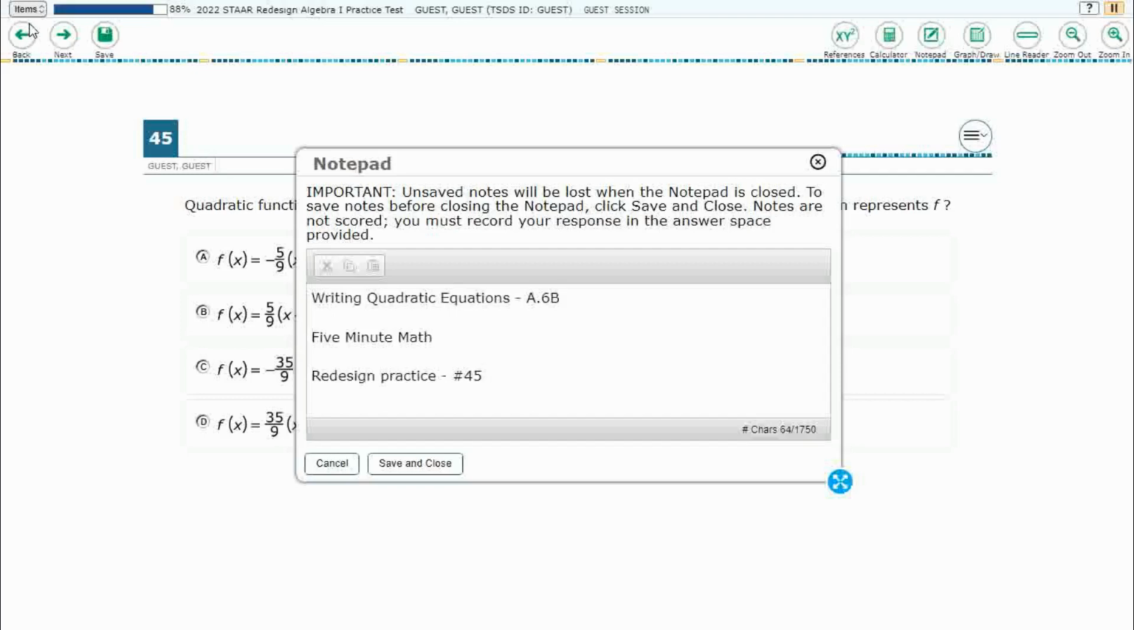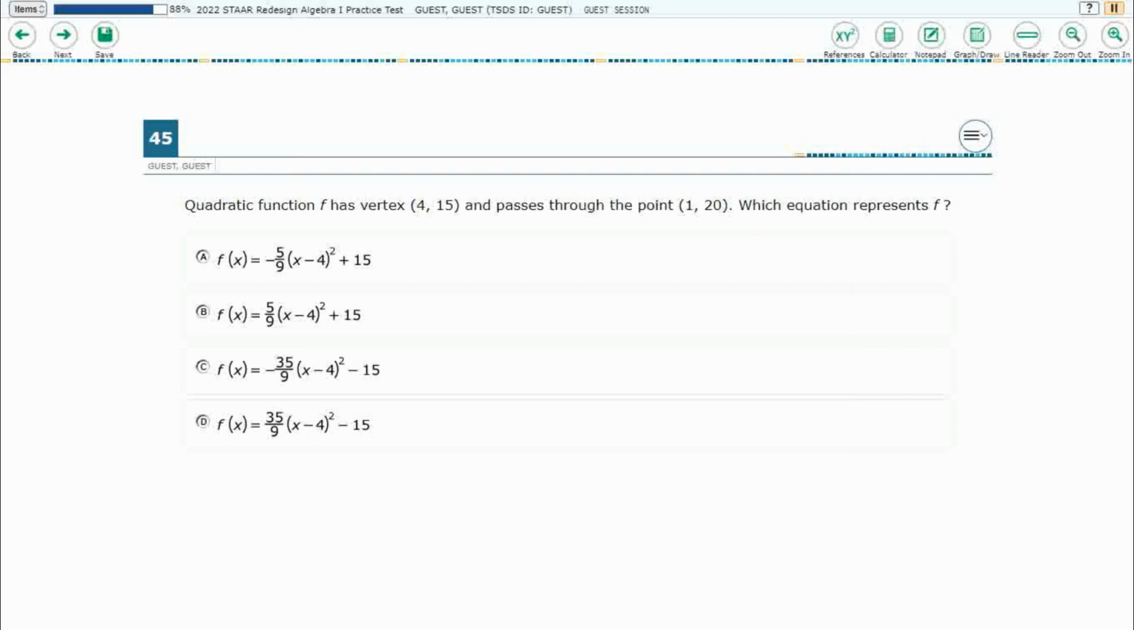Today we are looking at the Algebra 1 concept of writing quadratic equations. This is standard A.6B in the great state of Texas, and we are using item number 45 off the Redesign Practice Online STAAR test. If you haven't done so already, please go ahead and take a moment to pause the video, work this problem out on your own, unpause it, and we will look at our answers together.